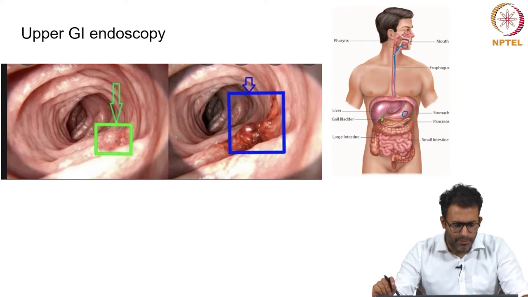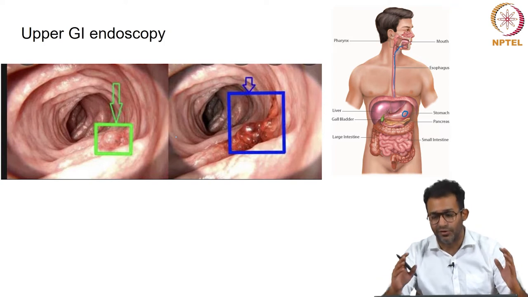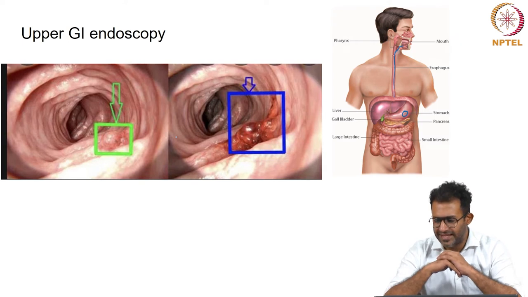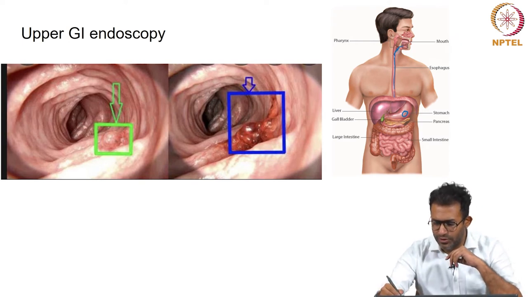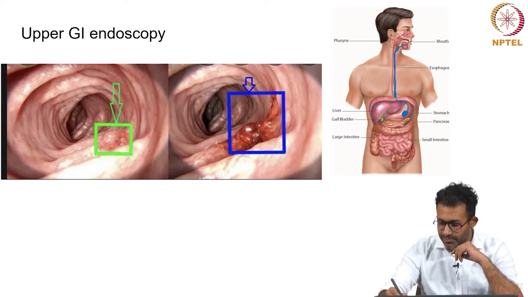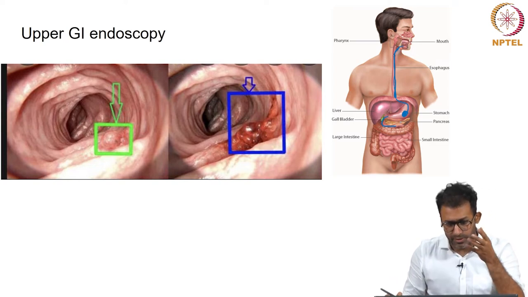Upper GI endoscopy. Upper GI endoscopy is what we traditionally understand or call endoscopy. When I say endoscopy, what I usually mean is just upper GI endoscopy. That involves putting a tube into your food pipe and it goes into the stomach, where I can visualize the stomach and sometimes even the early part of the small intestine. Again, it can be diagnostic or therapeutic.